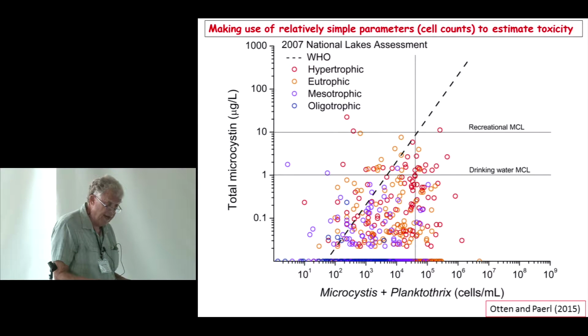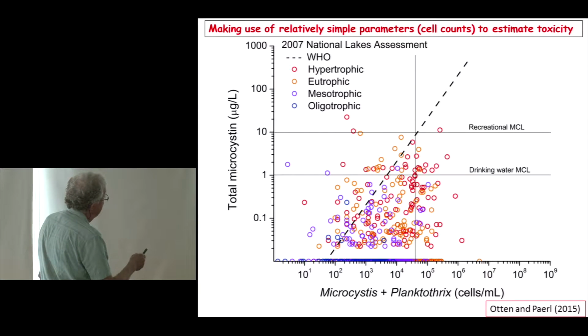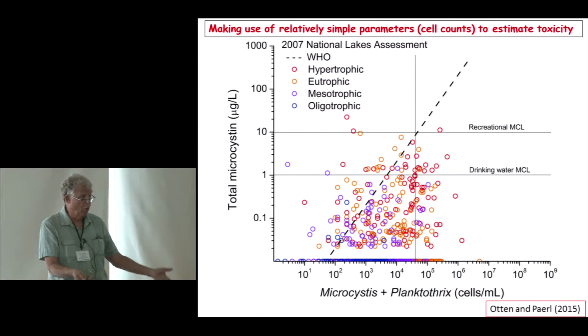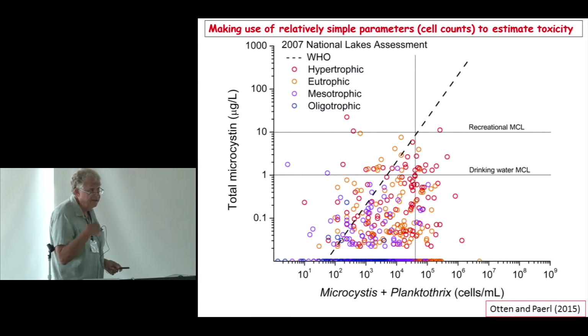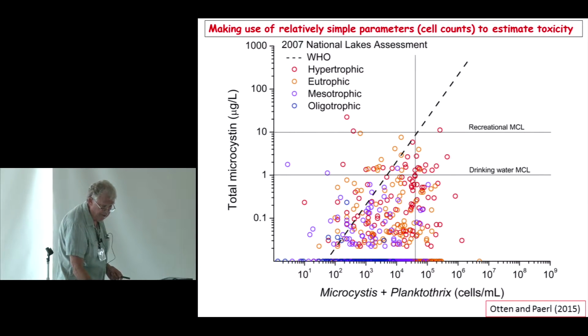You can see there's a lot of scatter there, but there is a general positive relationship between the cell counts of these organisms and whether or not you're exceeding the drinking water standard, the WHO drinking water standard, here 1 microgram per liter, or a recreational standard, whether you're exceeding the ability of someone to actually go in a system and use it for recreational purposes. So again, this can be based on fairly simple parameters measured in the field.